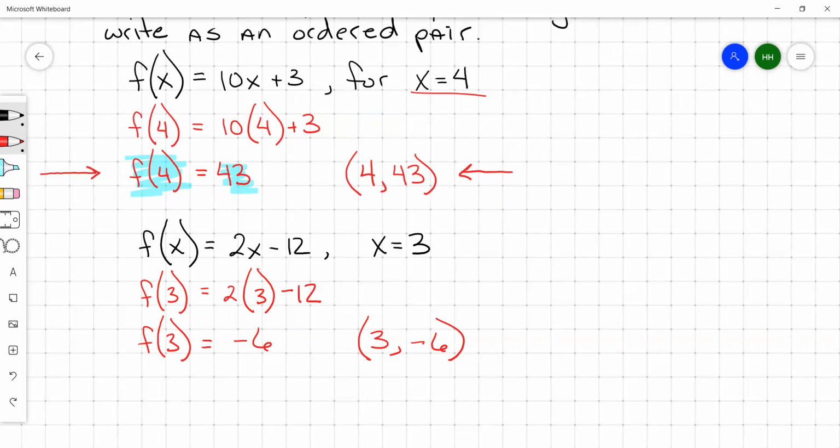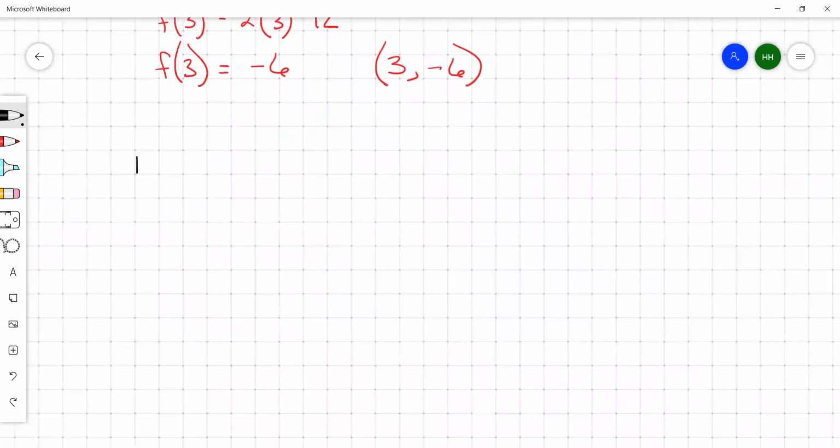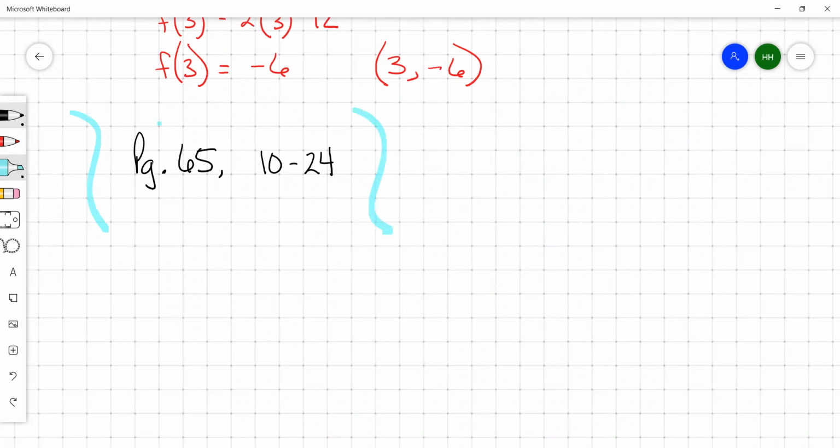All right. So here's some practice for you today. Going to be on page 65. Going to do problems 10 through 24. Page 65, problems 10 through 24. And let me find that for you.